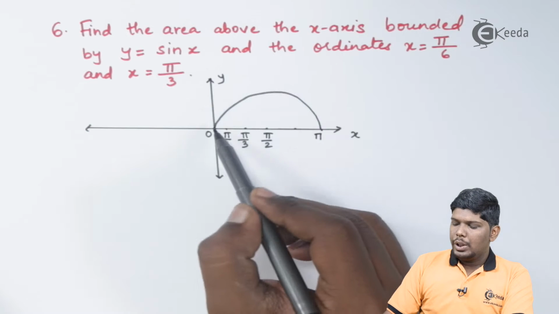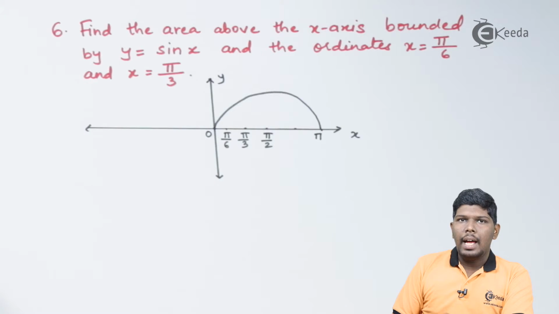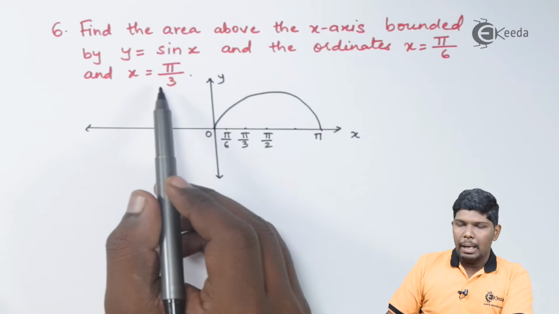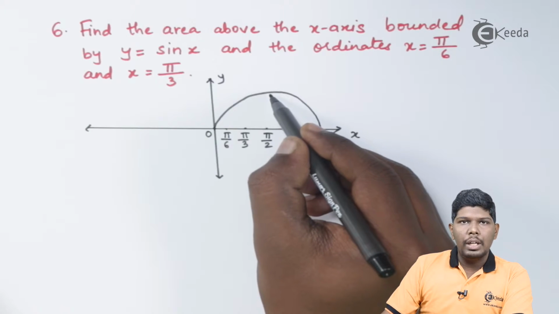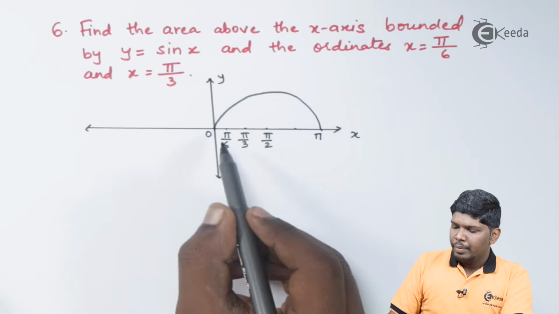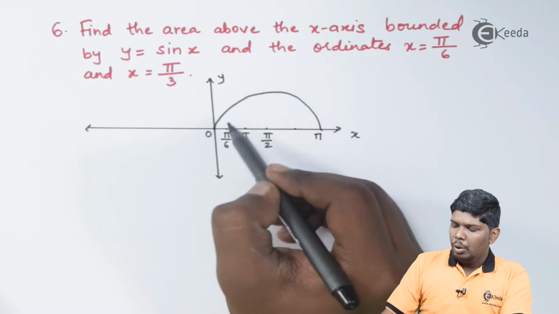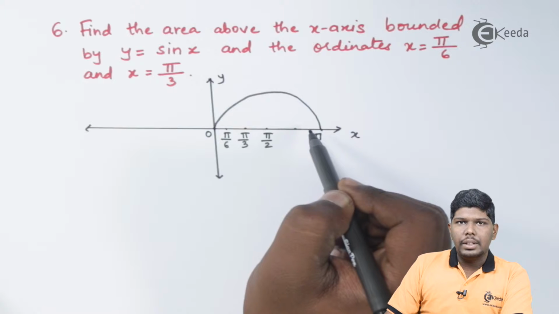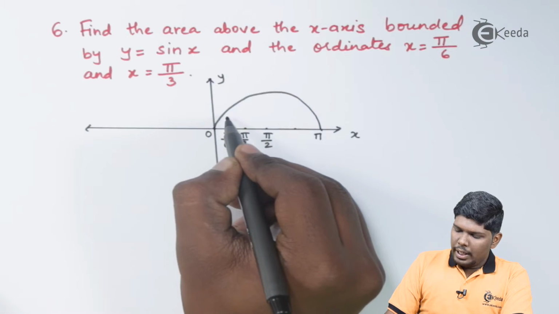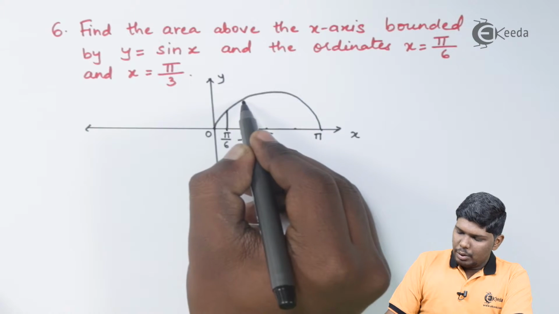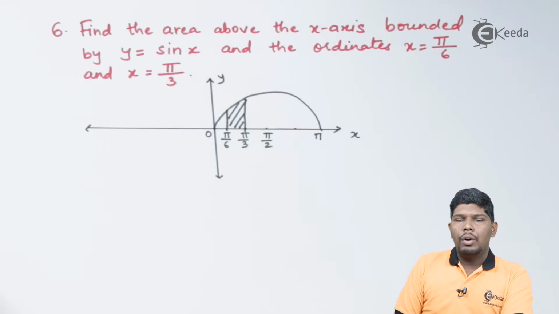As you can see, the equation of sin x looks like this on the graph paper from the interval 0 to pi. And the angles that they have asked you are pi by 6 and pi by 3, which lie before pi by 2. So we have 0 to pi by 2, and sin pi by 2 will give you 1, and we have sin pi is equal to 0. Before that I have considered two angles, that is pi by 6 and pi by 3. So they have asked you to find the area under the curve sin x from x is equal to pi by 6 to x is equal to pi by 3. This area is asked to find out.